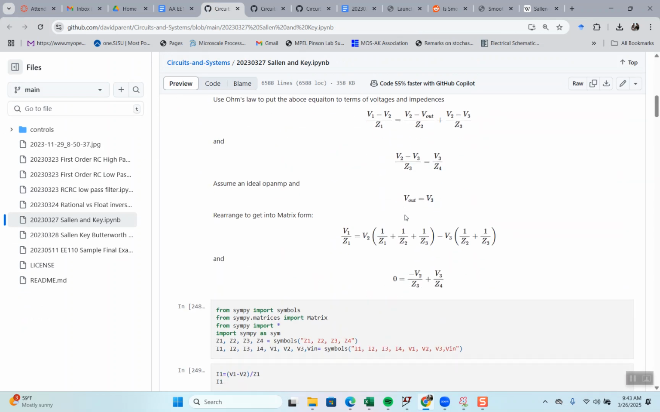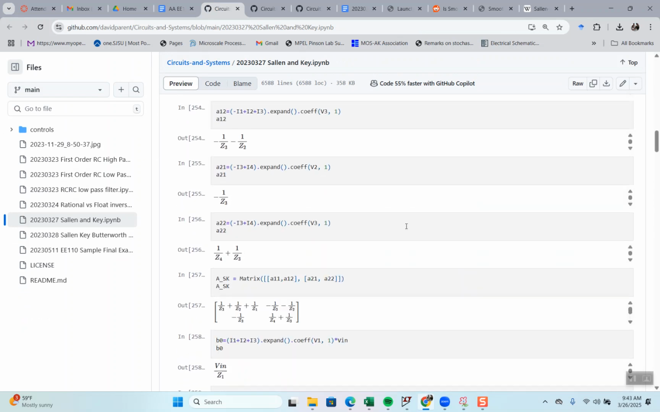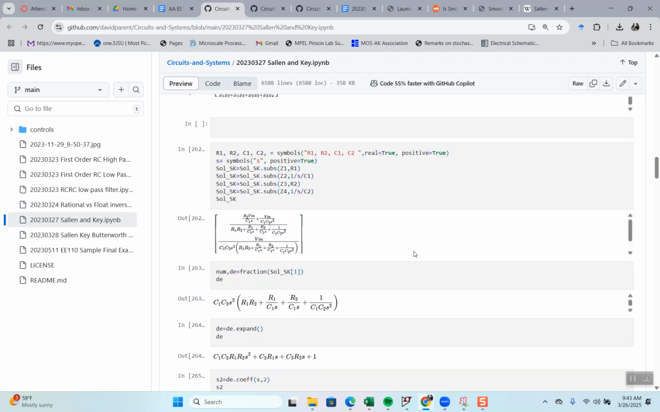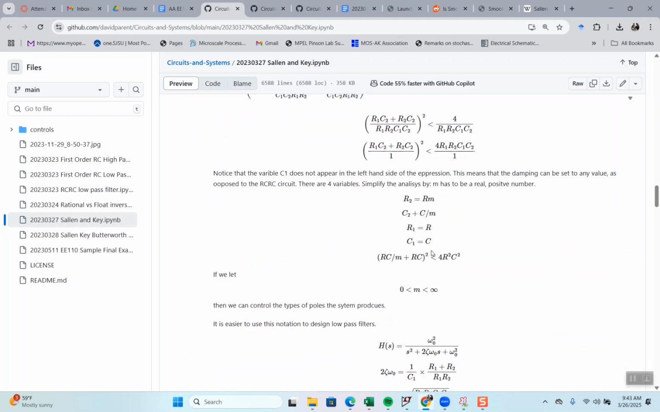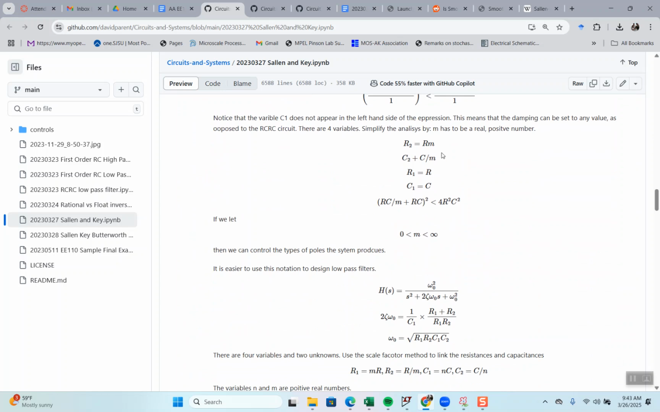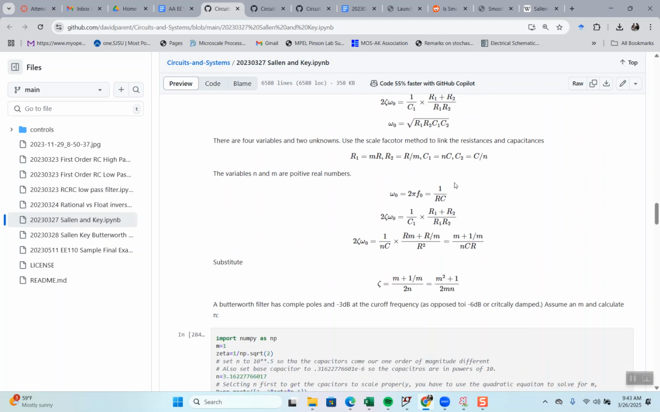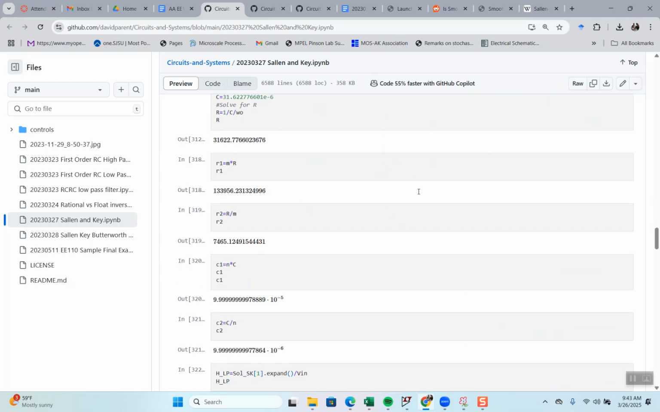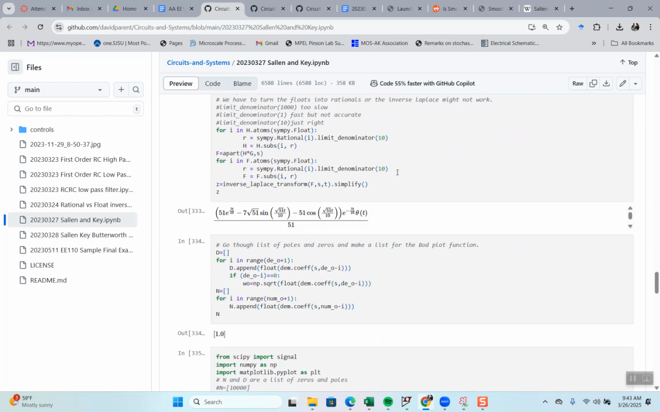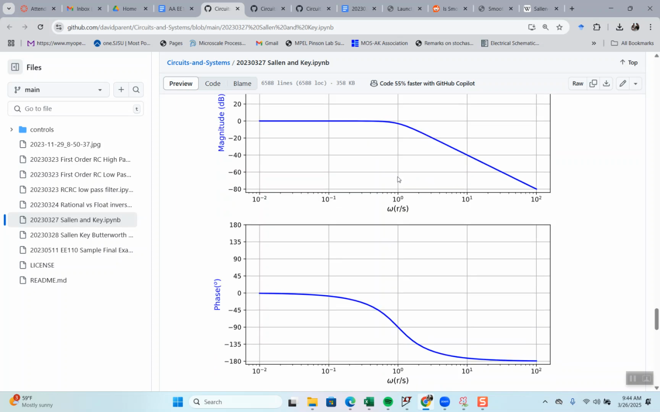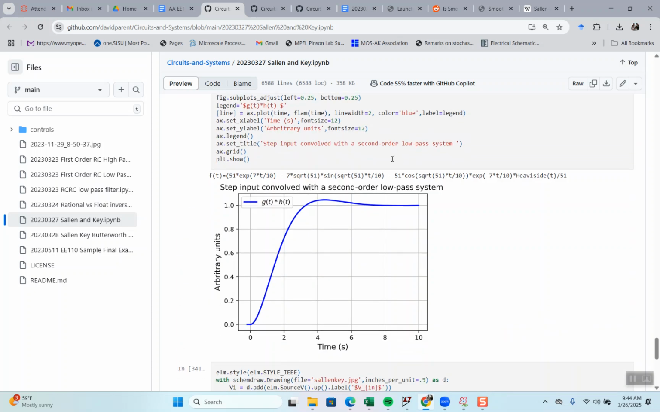I do it all. I repeat Wikipedia, all right? But I actually figured out why. They don't say why those scale constants are the way they are, right? I kind of go through it. And then in the end, there's the low pass, and there is the step response. Okay.